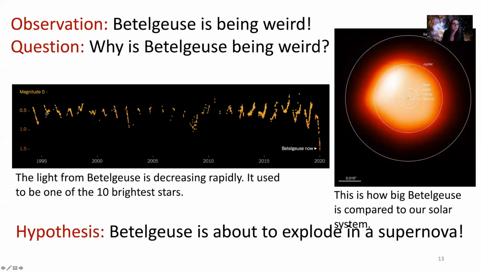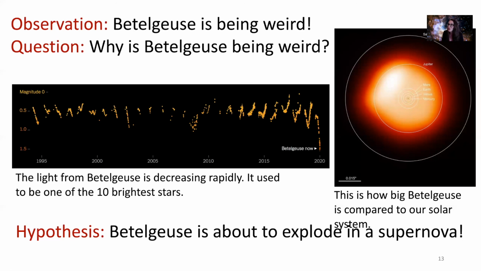So we see that Betelgeuse, over the course of many years, starting from 95, fluctuates in its brightness periodically. We know that Betelgeuse does that. Betelgeuse is a supermassive star, and it has been known to fluctuate in its brightness over time. But then something very weird happened in the winter of 2020, actually the fall of 2019 into the early 2020. We saw that Betelgeuse's brightness decreased substantially, such that it was no longer one of the 10 to 12 brightest stars in the sky.